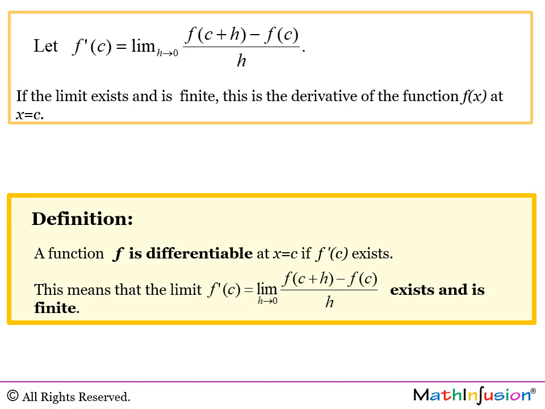Definition. A function f is differentiable at x equals c if the derivative of the function at x equals c exists. This means that this limit of f of c plus h minus f of c over h when h approaches 0 exists and is finite. It means that the answer for "does the limit exist" is yes, and the answer for "is this limit finite" is also yes.